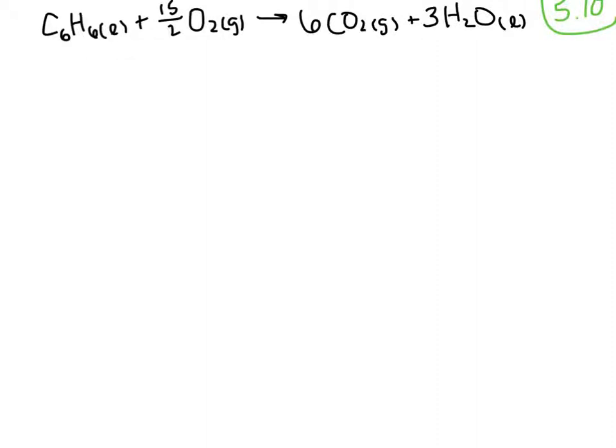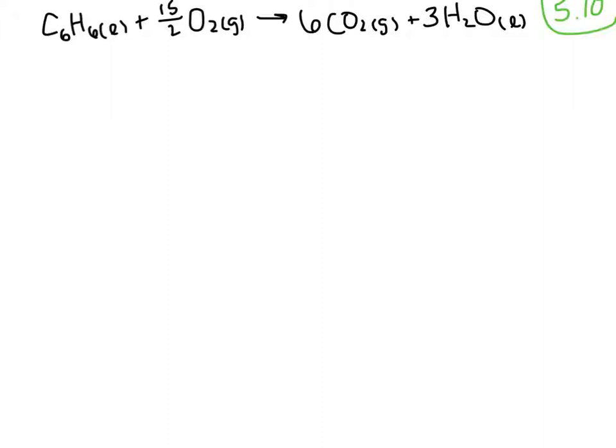Problem 510 says, from the standard molar enthalpy of combustion of benzene at 298 Kelvin, calculate the value of delta A for the process. Compare the value of delta A with that of delta H. Comment on the difference. The chemical equation corresponding to the combustion of benzene is given at the top of the screen.